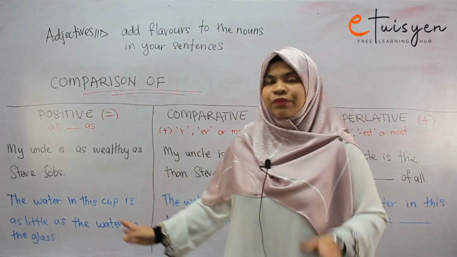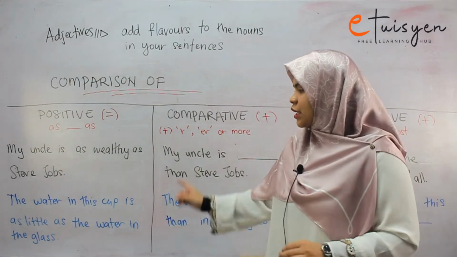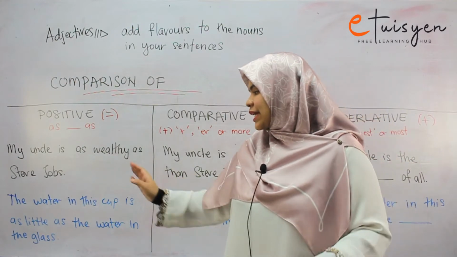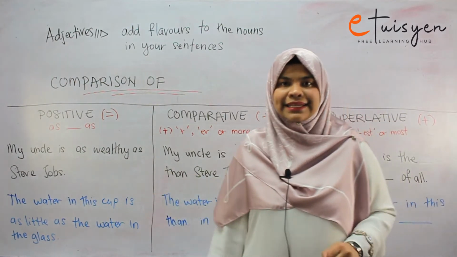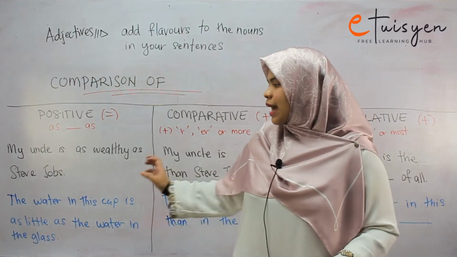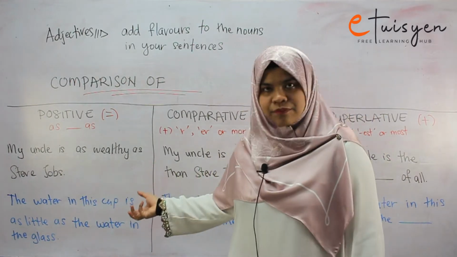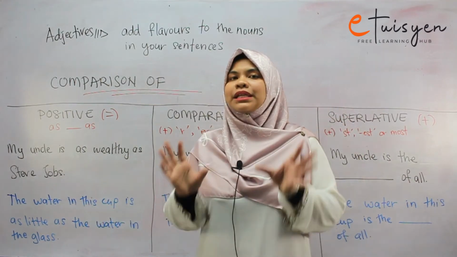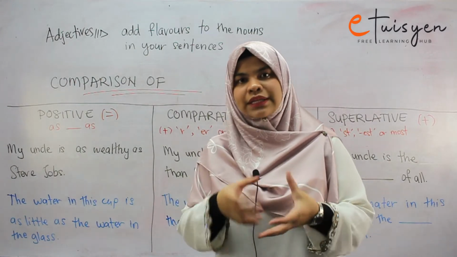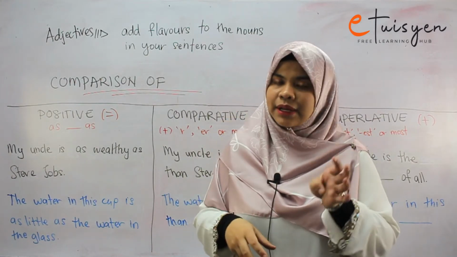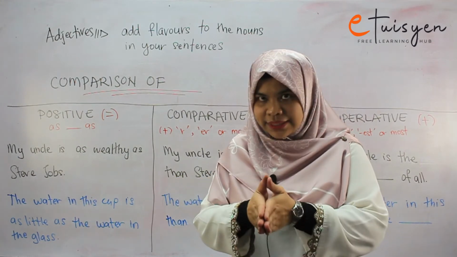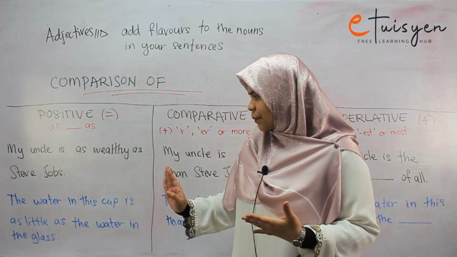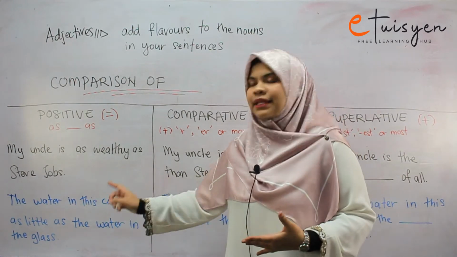And the second example is the water. The water in this cup is as little as the water in the glass. Meaning the amount of water in the cup is the same as the water in the glass. You try to compare the low level of water in the cup and the glass, but because they are the same, that's how they are being compared. So little is the adjective.